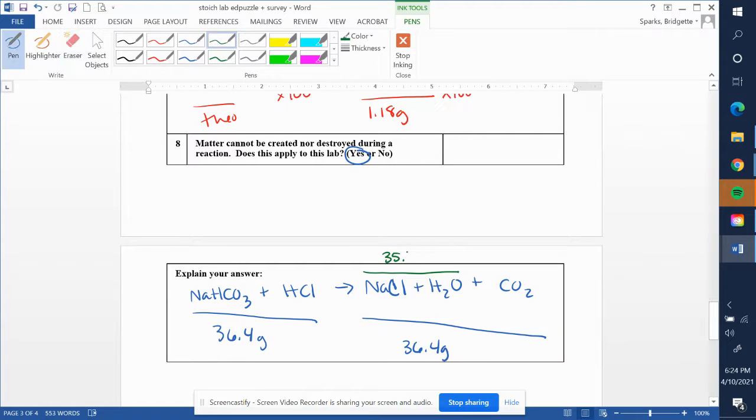So the difference, right, that difference between what we should have massed and what we actually massed would be the CO2. And that 1.3 grams, right, is what we probably made. And that's because we know we should end up with 36.4 grams overall.